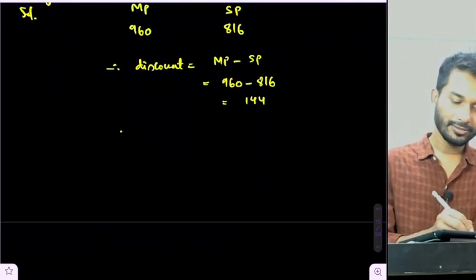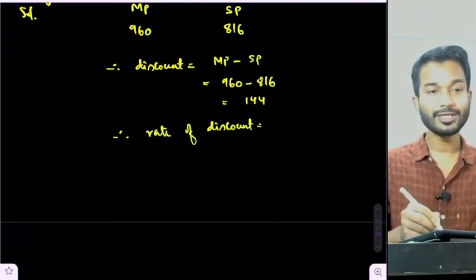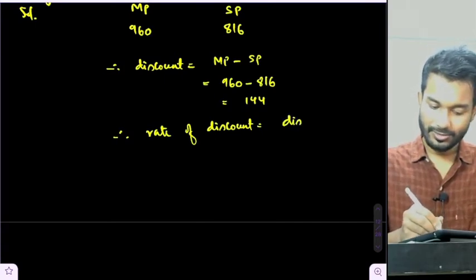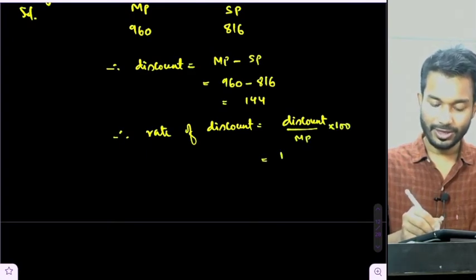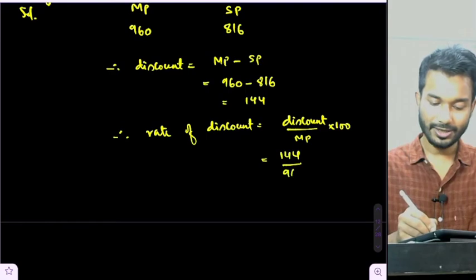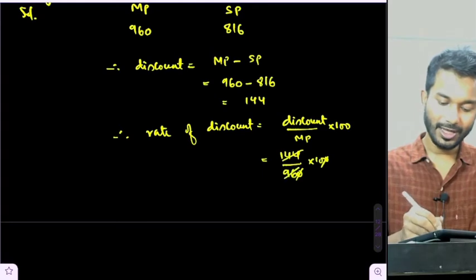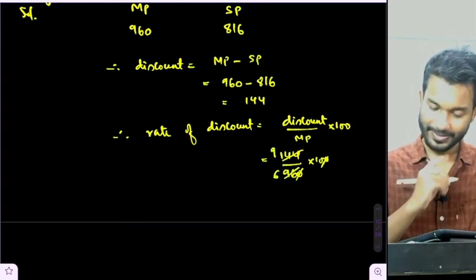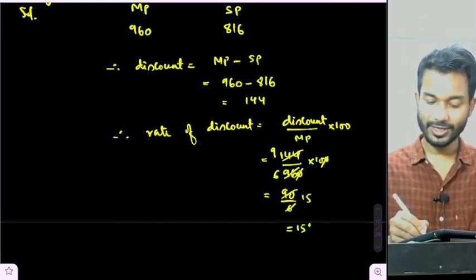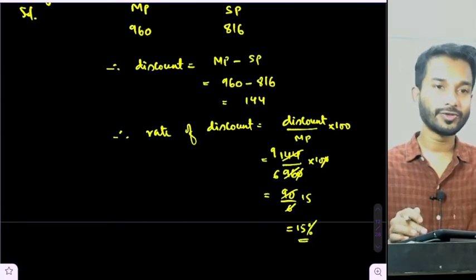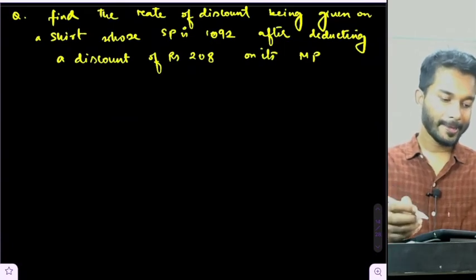They are asking rate of discount. Therefore, rate of discount, which means the same as percentage discount, equals discount upon mark price into 100. Discount is 144 rupees. Mark price is 960 rupees into 100. So zeros cancel out. 16 9s are 144. 16 6s are 96. So we are getting 90 by 6, means 15. Whatever answer will come, finally put a percentage. So net discount equals 15%. I hope you have understood the problem. See the next question now.